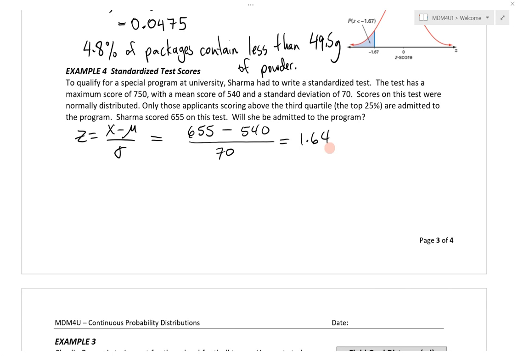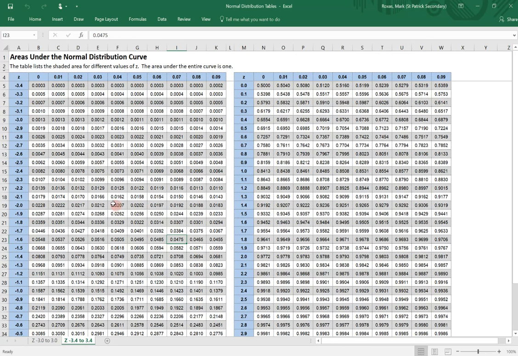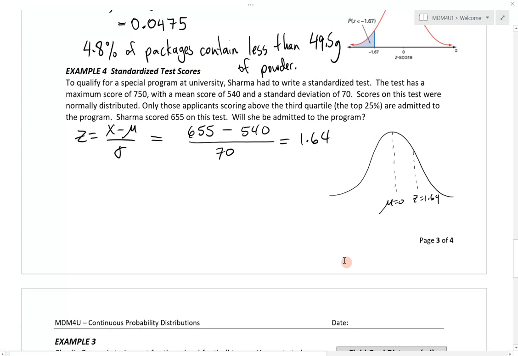If you had a standard normal distribution, you have some mean value. Remember, the mean value for a standard normal distribution is 0, and your 1.64 is standard deviations above that. If I were to look on the z-score table for 1.64, I can find the area under the curve, which would represent Sharma's probability density. But let's look at the question.